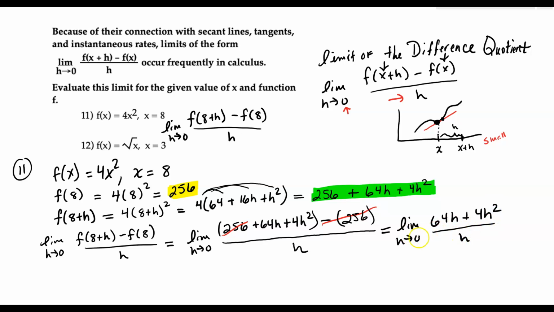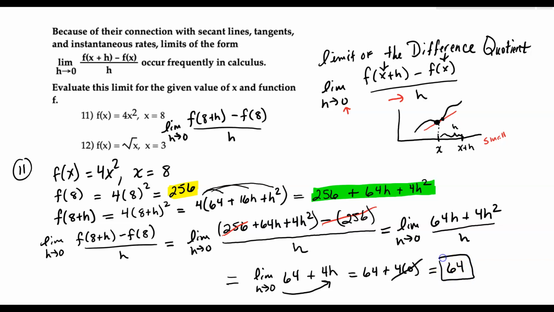Now, you can't plug in 0 just yet because you would have a 0 in the denominator. So what you do is you divide out that h from everything. You're kind of reducing it, in a sense. So 64h divided by h is 64, and 4h squared divided by h is 4h. You now can plug in your 0, but 4 times 0 is just 0 itself. So that's gone. You're left with 64. So nothing to it there.